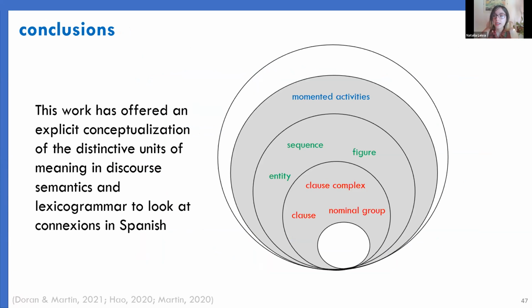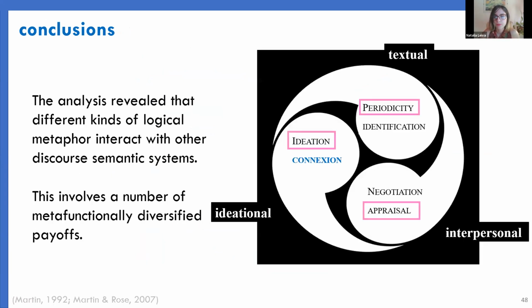First, as illustrated in the diagram, this work has offered an explicit conceptualization of the distinctive units of meaning in discourse semantics and lexicogrammar to look at connections in Spanish. This has enabled us to develop clear criteria for identifying different types of logical metaphors. Second, the analysis revealed that different types of logical metaphor interact with other discourse semantic systems, which involves a number of metafunctionally diverse payoffs.